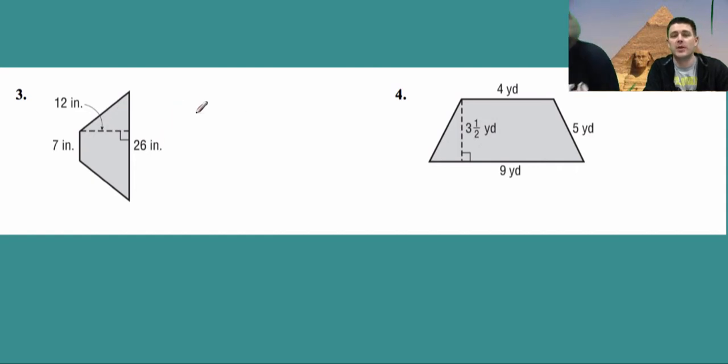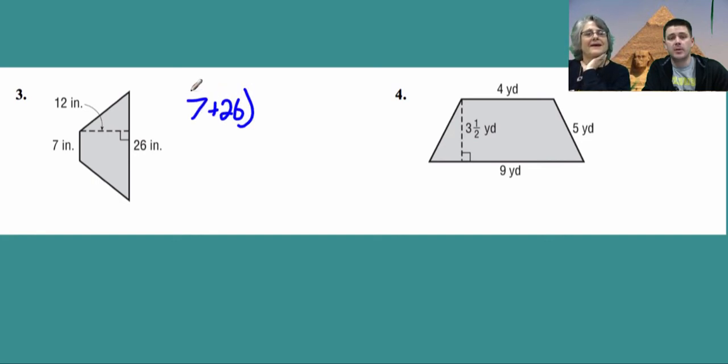So, Mrs. Carino, what are my bases in this particular problem? 7 and 26. So notice they weren't on the top and bottom, but they are the 2 sides that are parallel to each other. What's my height going to be? 12. Always look for that right angle. And then what do we always have to make sure to do at the end of a trapezoid problem? Divide by 2.